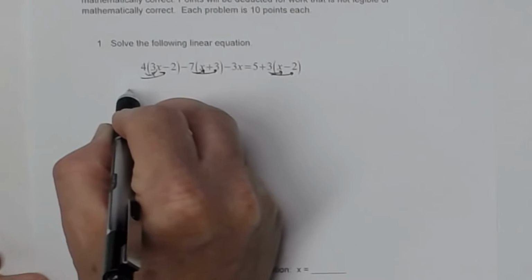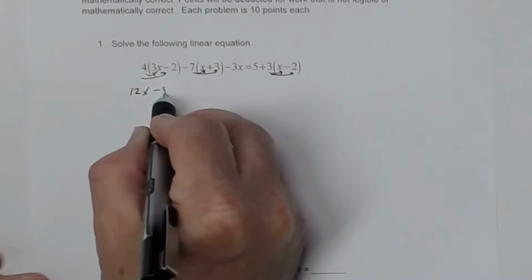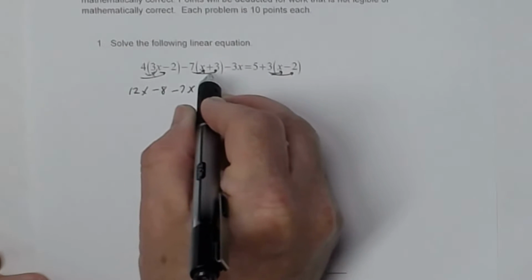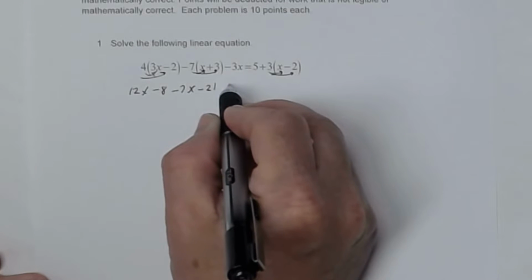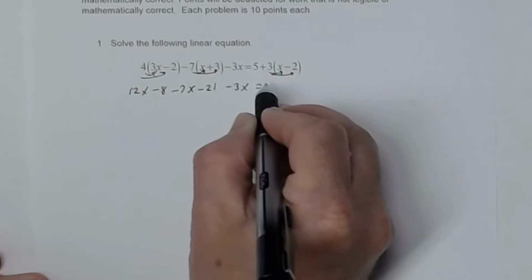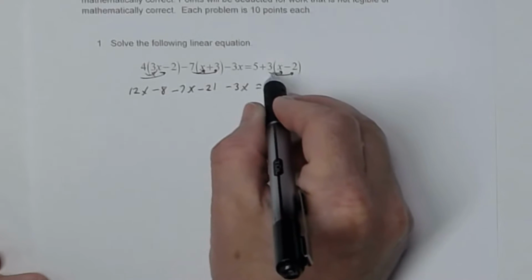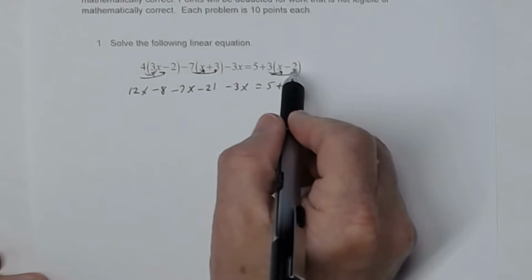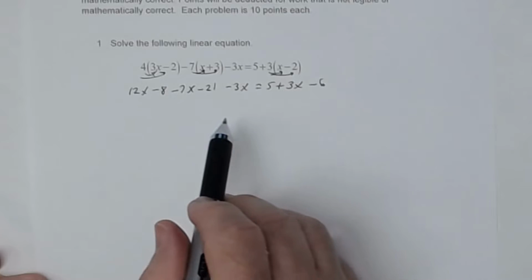So I get 4 times 3x is 12x. 4 times a negative 2 is a negative 8. A negative 7 times x is a negative 7x. And a negative 7 times positive 3 is a negative 21. Minus 3x equals, and then I get 5. And then distributed 3. Positive 3 times x is a positive 3x. And then positive 3 times a negative 2 is a negative 6. Alright, so I used the distributive property.